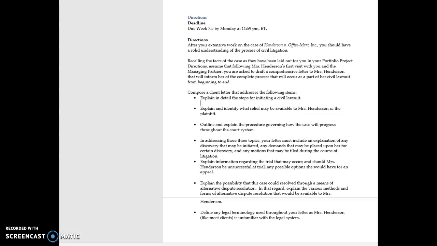So again, right back to the beginning, before she'd received any documents from you, before anything had happened, she had just come into the office and explained her case, and now she left, and you are going to write out in a letter what she should expect. This is the information that you need to include. You would start with explaining the steps for initiating the civil lawsuit.